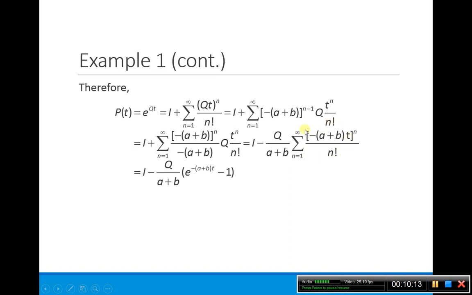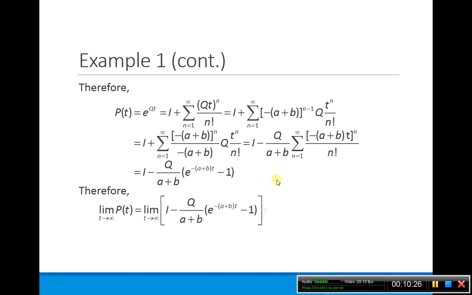And this summation, if you remember from Calc 2, is just e to the negative a plus bt. So we can find the limit as t goes to infinity of p of t. We can find our limiting distribution by looking at the limit as t goes to infinity of this. So this is just I plus 1 over plus q over a plus b, because this part goes to 0. So all we're left with is the negative 1 times this. Writing down what this is, this simplifies to this thing.